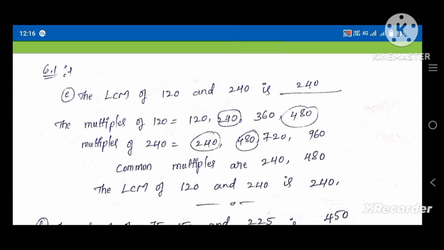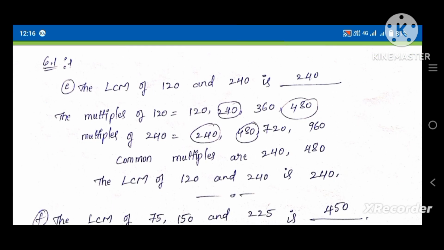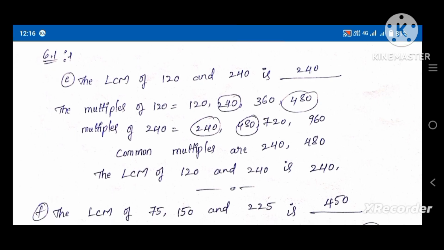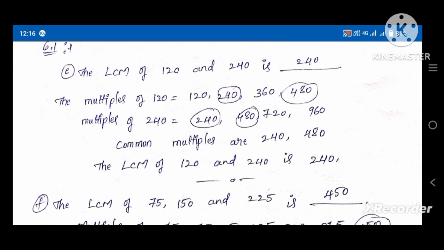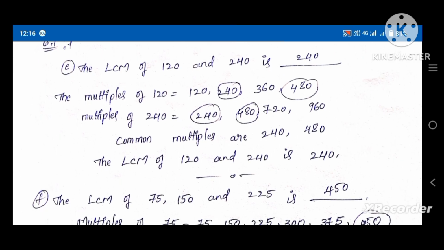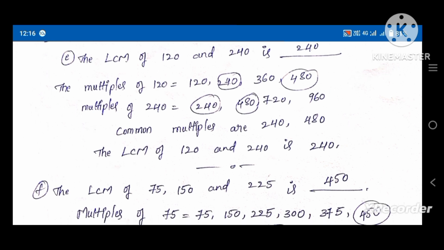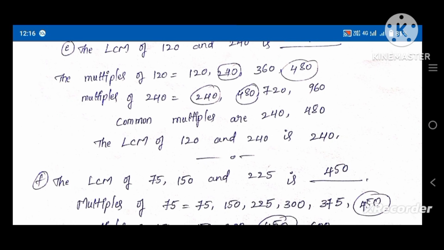6.1 E. The LCM of 120 and 240 is 240. Multiples of 120: 120, 240, 360, 480. Multiples of 240: 240, 480, 720, 960. Common multiples are 240, 480. The LCM of 120 and 240 is 240.